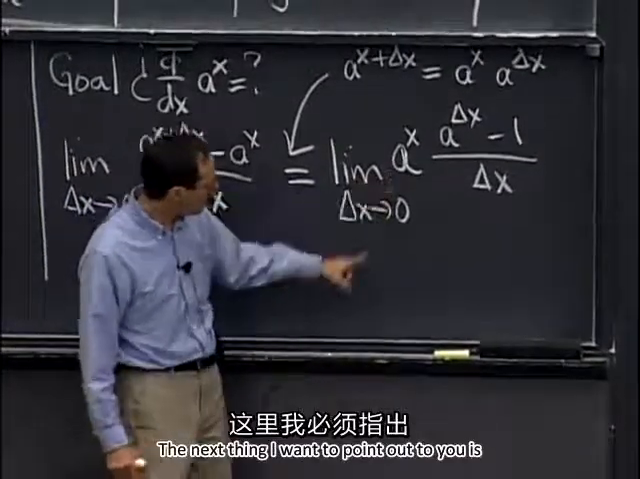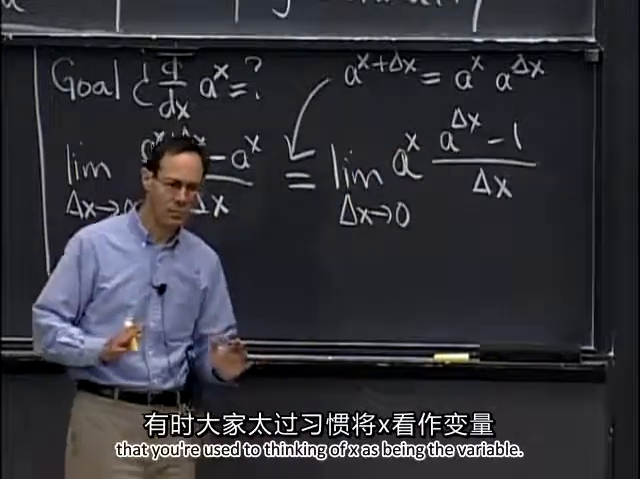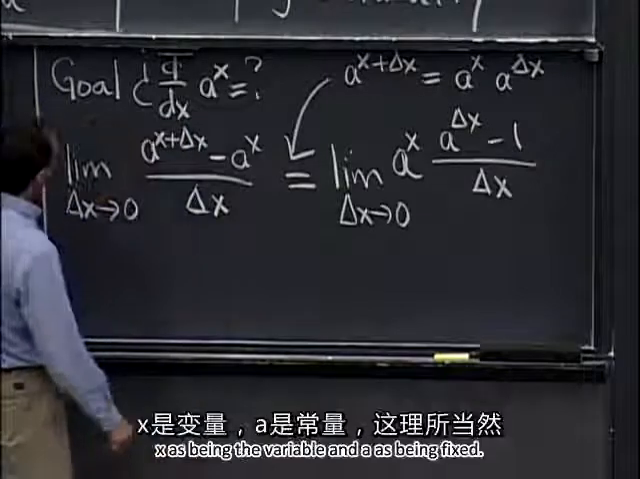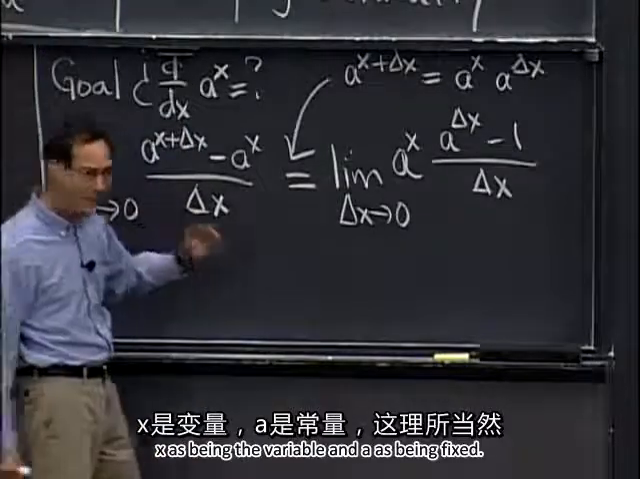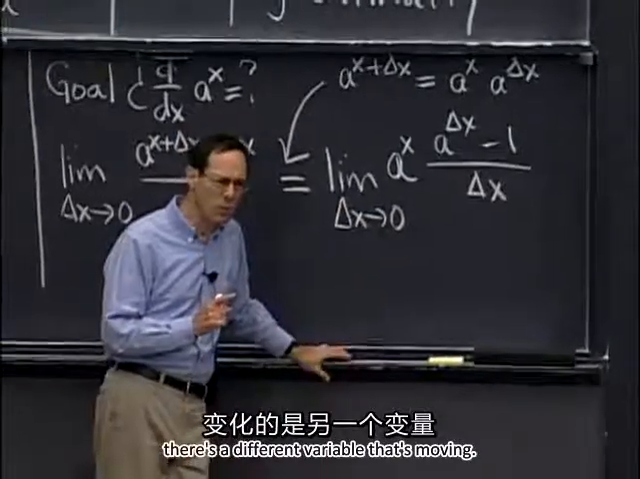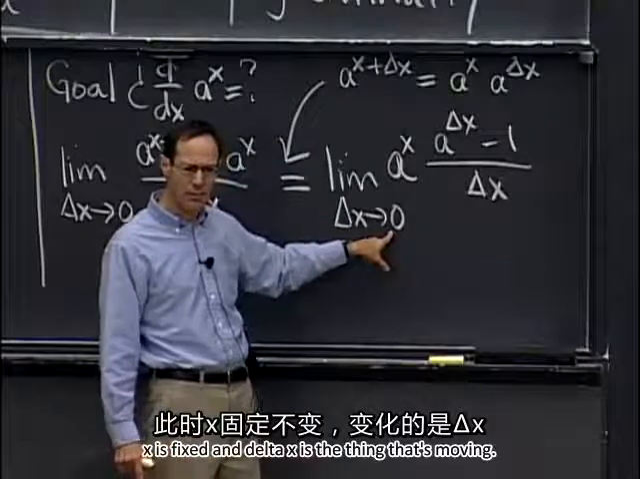The next thing I want to point out to you is that you're used to thinking of x as being the variable, and indeed, already we were discussing x as being the variable and a as being fixed. But for the purposes of this limit, there's a different variable that's moving. X is fixed, and delta x is the thing that's moving.